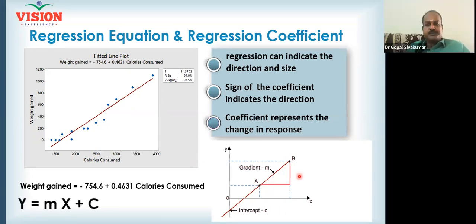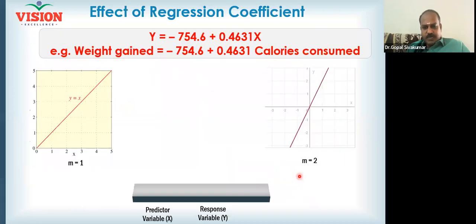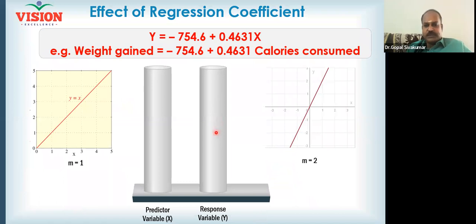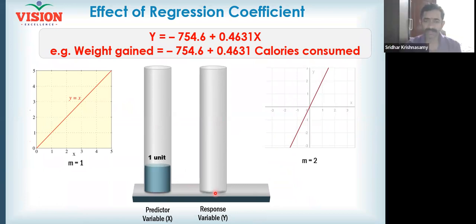So here, your y variable is this bar, this pipe, and x variable is here. I increase the x by 1 unit. Now what will happen to the y? X is initially here. I increase it by 1 unit. Now what can you expect for the y? Y is here now. It will increase only by 0.46.